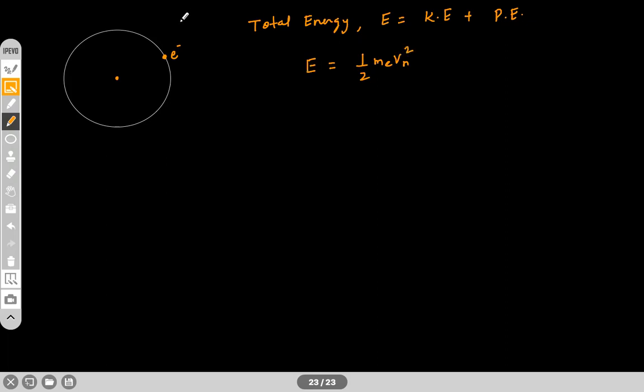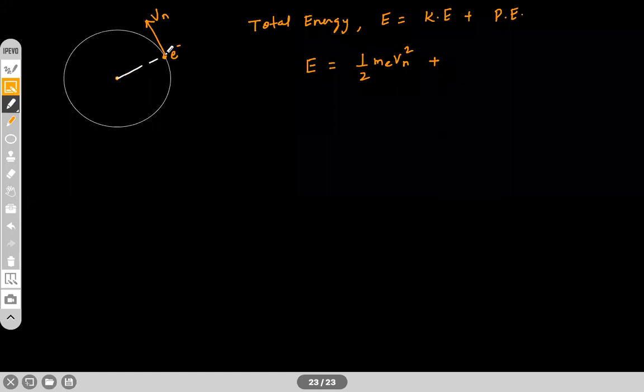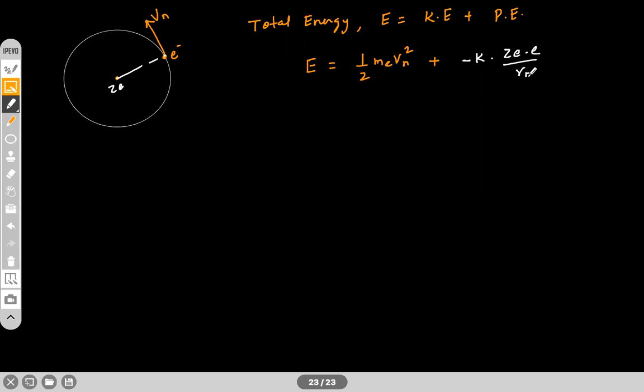So total energy E is equal to the kinetic energy, which is half MeVn squared, because we know the velocity here is Vn and mass is Me, plus the potential energy. Between the two charges, Ze and e, the formula I have given you, the potential energy is K times Ze into e by Rn. Is it clear? Did you understand this? In the beginning of Bohr's model, I gave you this formula for the potential energy between two charges placed at a distance. Correct? Now, so this becomes what?